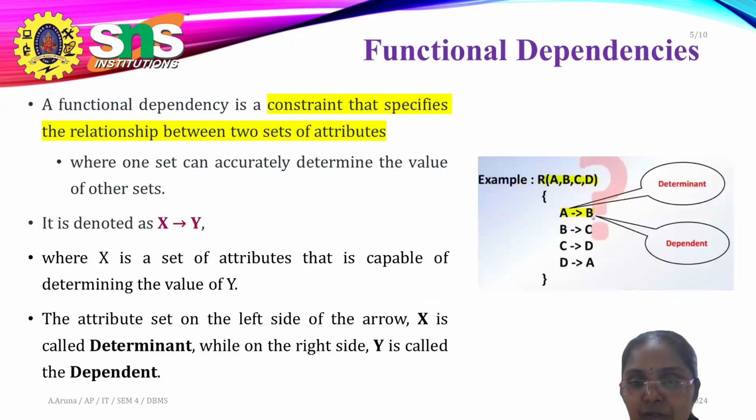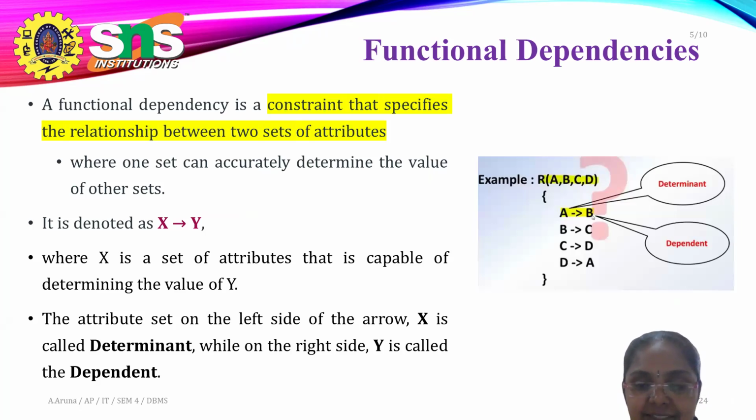Next we're going to see functional dependency. Functional dependency is a constraint that can be set on the attributes. It specifies the relationship between two sets of attributes. When one set of attributes can accurately determine the value of another set, that is called a functional dependency. It is denoted by X tends to Y, where X is a set of attributes that is capable of determining the value of Y.